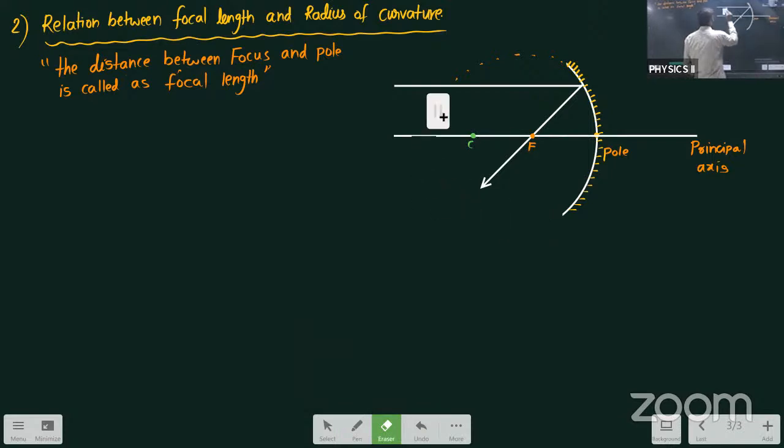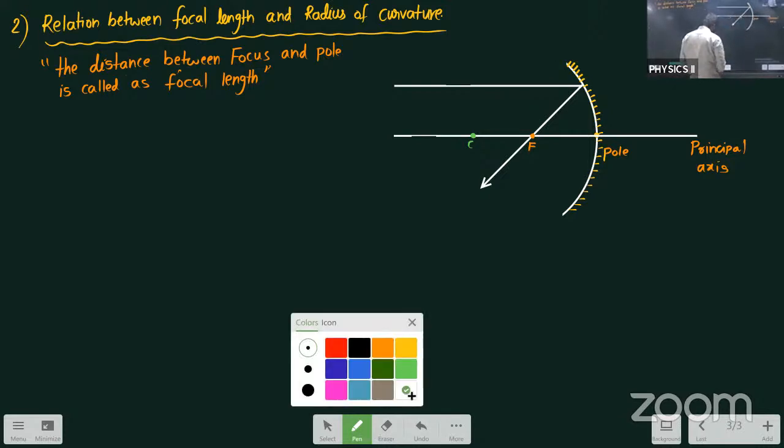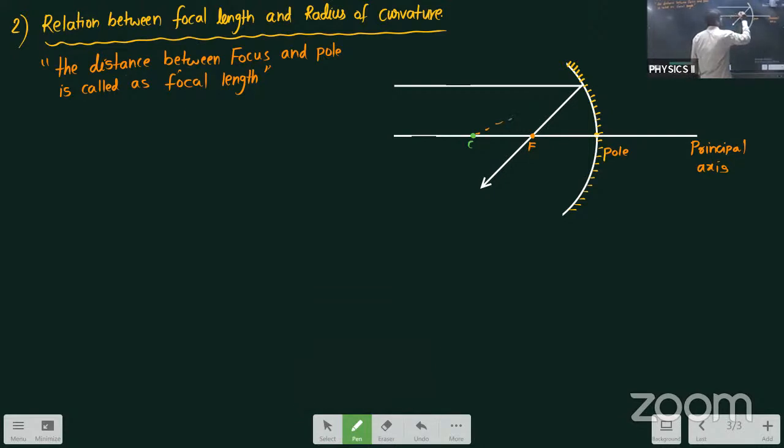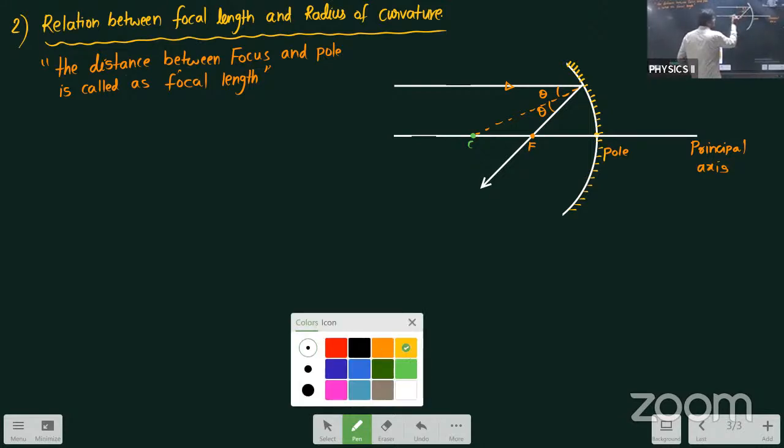Now carefully see here, the mathematical part. You have already done this. From center C, we will be considering an imaginary line that is called the normal. If this angle is theta, this angle will also be theta, because of the law of reflection: angle of incidence should be equal to angle of reflection. Now carefully see here. If this angle is theta, then what will be this angle?